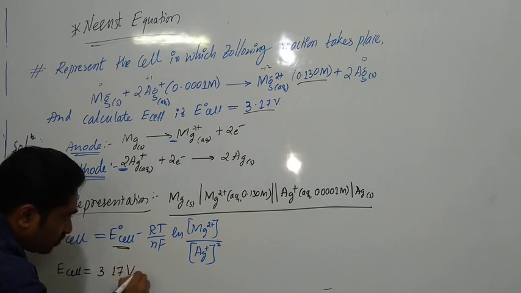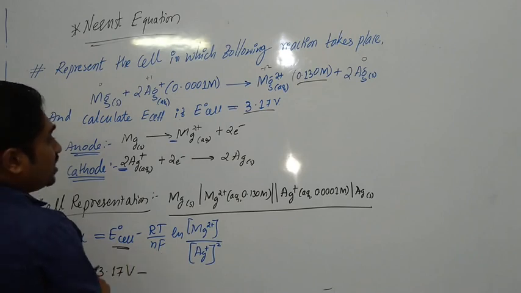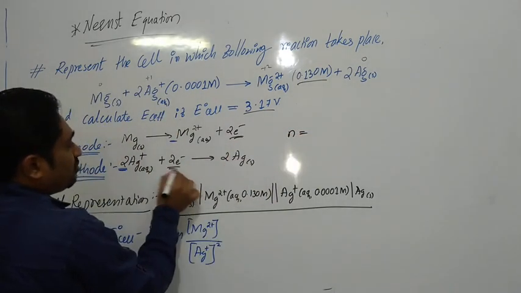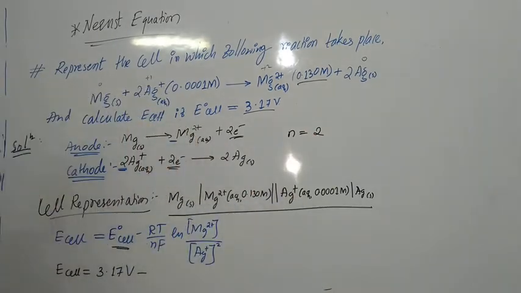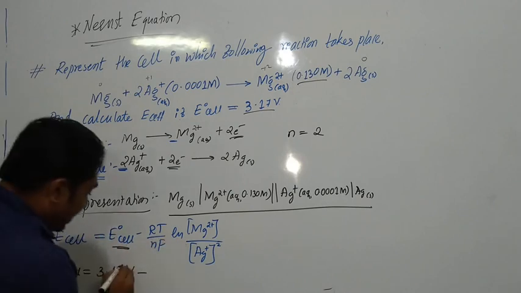3.17 volt minus RT divided by F. Here, n is equal to how much? For this, 2 electrons are involved here, and 2 electrons are involved here also, so the entire value of n is equal to 2. And I have to convert ln into log, so I will write it directly.